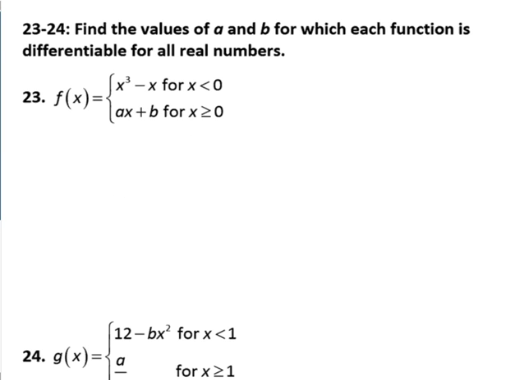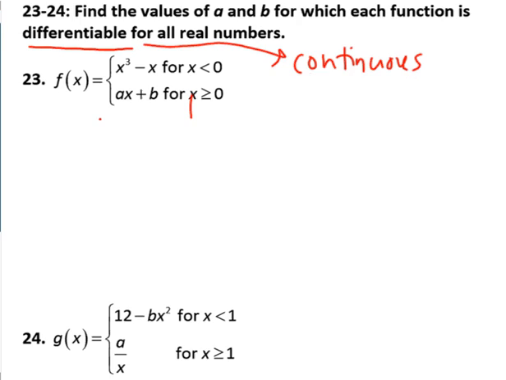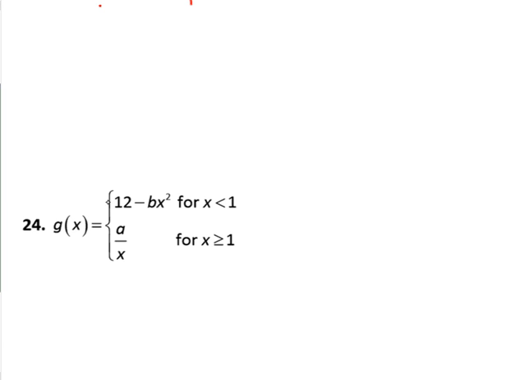Okay, so this problem says find the values of a and b for which each function is differentiable, and it doesn't say continuous, but in order for a function to be differentiable, it also must be continuous. So you need it to be both continuous and differentiable. Continuous means, especially if I have a piecewise function, and these are piecewise functions, so I'm going to call this G1 and I'm going to call this G2.